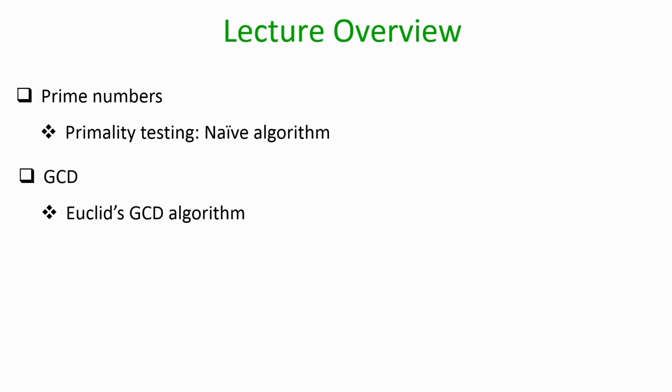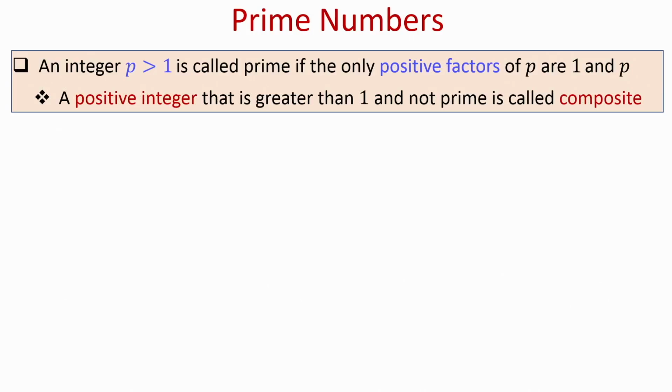The plan for this lecture is as follows. In this lecture we will introduce prime numbers, and we will see some properties of prime numbers. We will also discuss the Naïve algorithm for primality testing, which is a very interesting computational problem, and we will discuss GCD and Euclid's GCD algorithm. So, let us start with prime numbers.